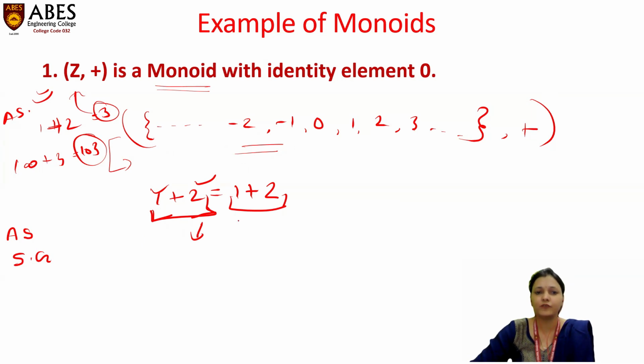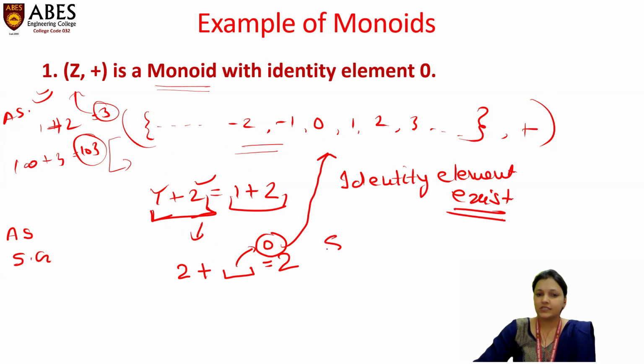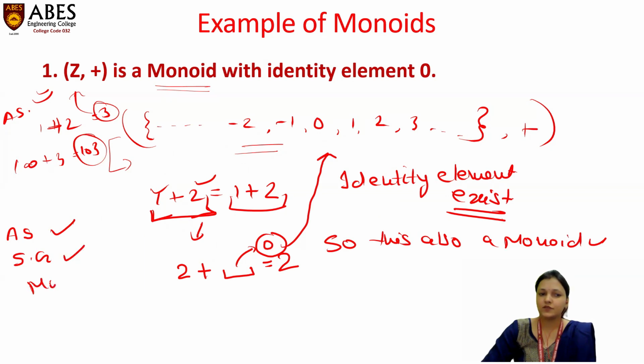Here the set is the integers, so we will consider any integer, for example 2. The operation is addition. So adding what to 2 will give you 2? We know that it is 0. Does 0 belong to the set which is given to us? Yes, 0 is present in this set. So here the identity element exists. So this is also a monoid. So this structure is an algebraic structure, a semigroup as well as a monoid.